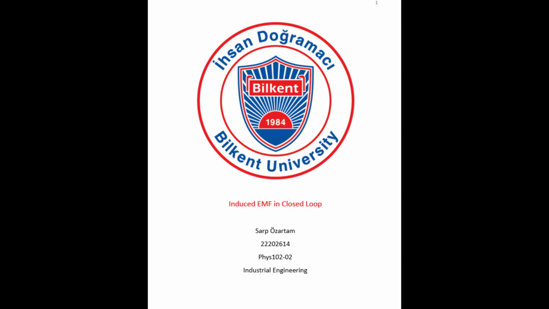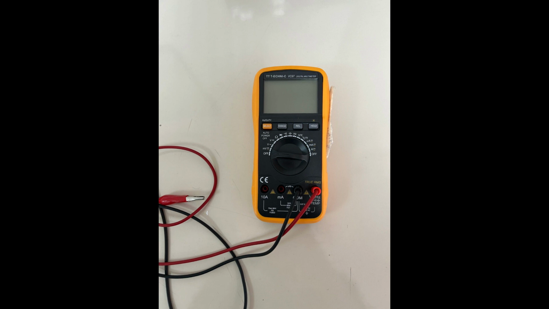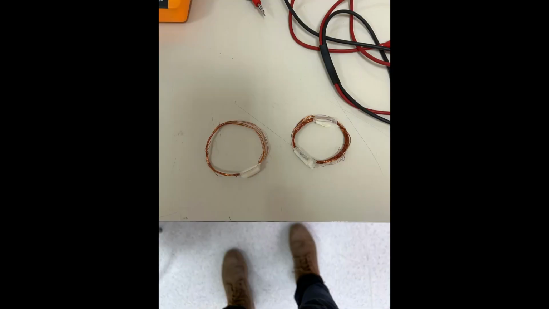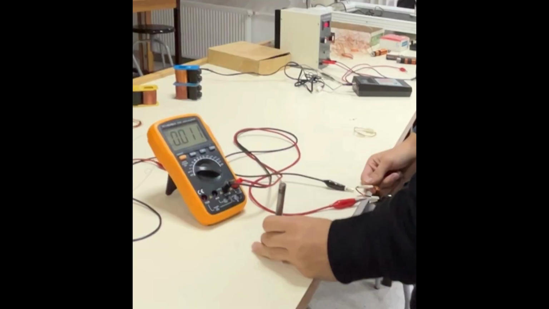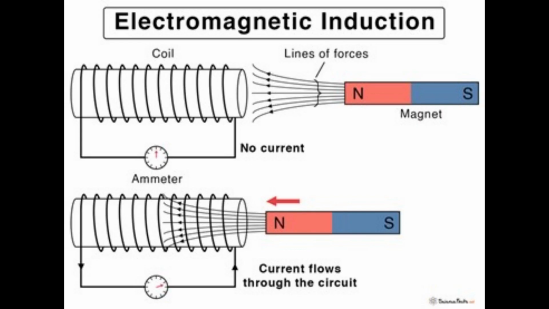For this experiment, we need the following equipment: voltmeter, magnet, a 10-turn coil and a 30-turn coil, and a Gauss meter. With this equipment, a setup was formed. Faraday's law of induction and Lenz's law will be used during the experiment.